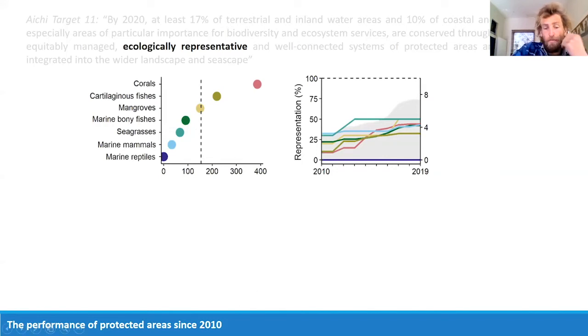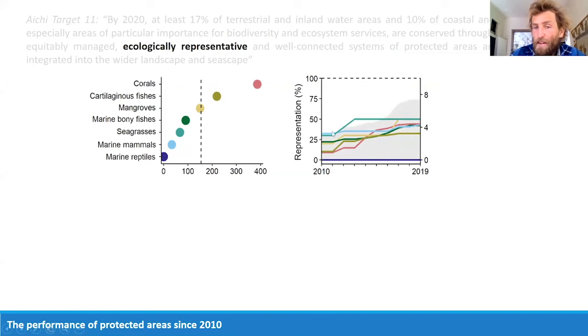So yeah, threatened reef-forming corals with adequate representation grew from 9% in 2010 to 44% in 2020. That's quite good. The proportion of species with adequate coverage also increased for threatened mangroves and seagrasses, and also marine mammals and fishes. But there's still at this stage no threatened marine reptiles that have adequate protection in 2020.